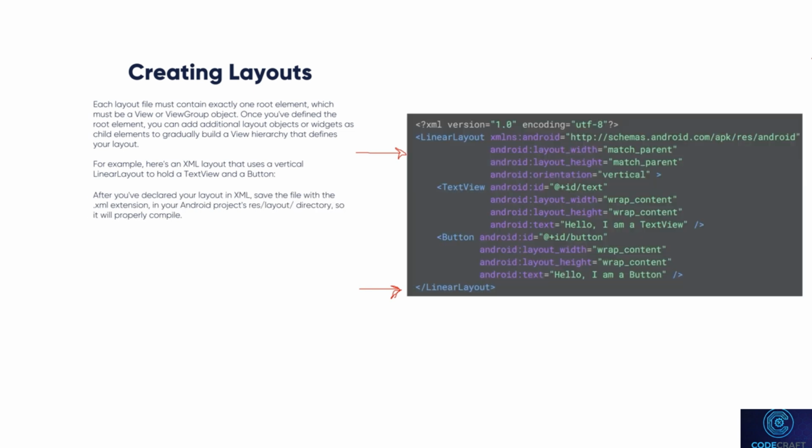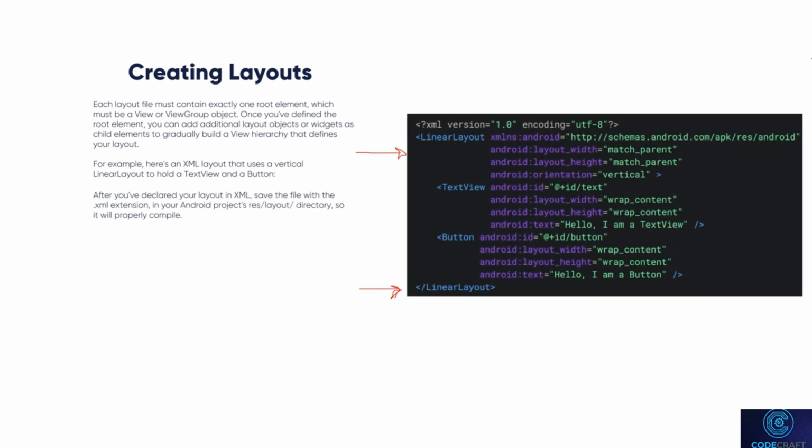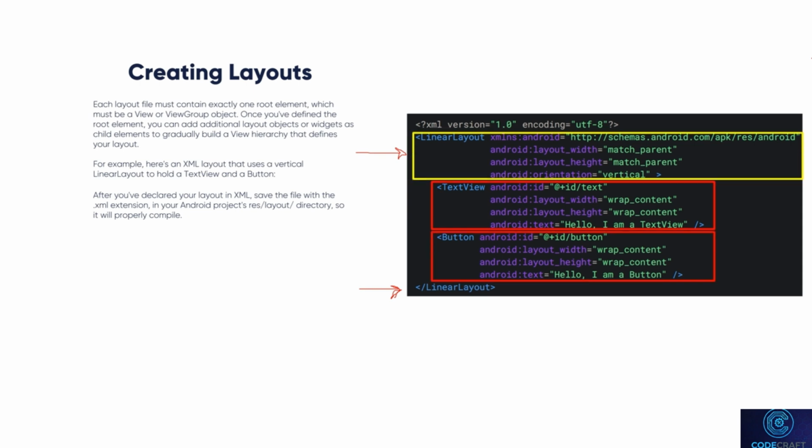Each layout must contain exactly one root element, which must be a view or view group object. Once you've defined the root element, you can add additional layout objects or widgets as child elements to gradually build a view hierarchy that defines your layout. For example, this is a linear layout that contains a text view and a button. This is the text view, this is the button, this is the opening tag where we define the attributes of this linear layout, and this is the closing tag of the linear layout.